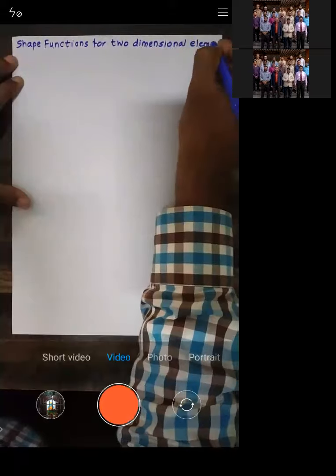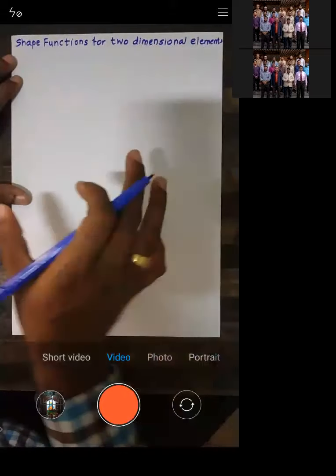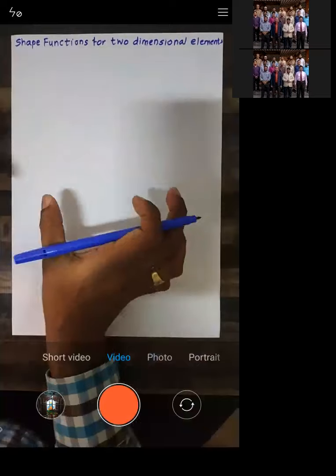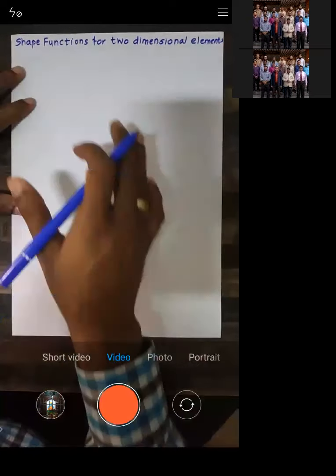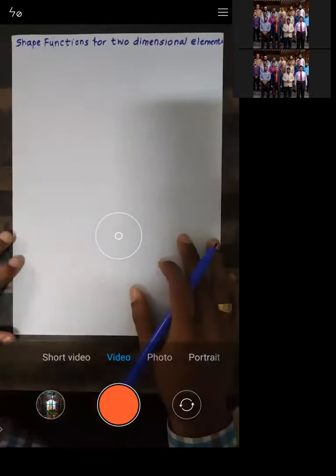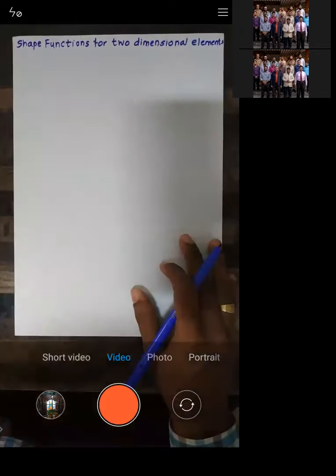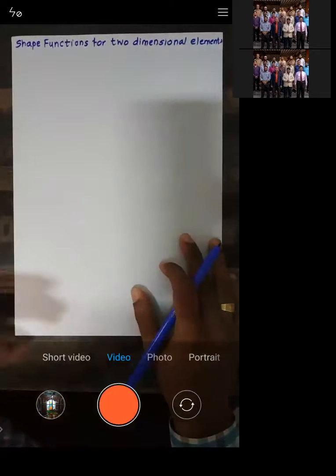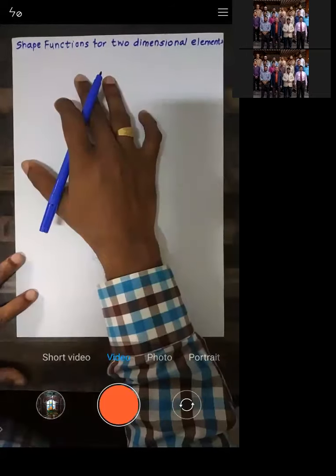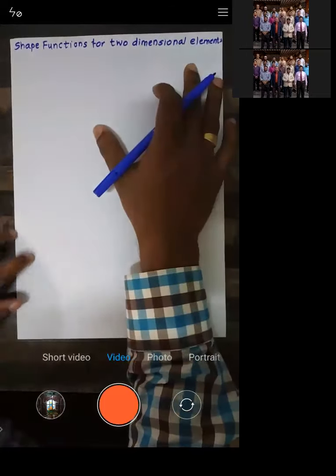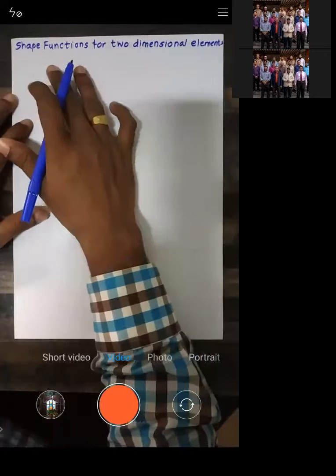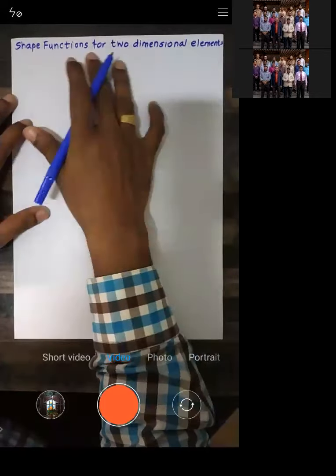The one-dimensional element which we have seen was only the line element. But when it comes to two-dimensional elements, we might have different geometries, like triangular elements, rectangular elements, square elements. All those elements belong to the two-dimensional elements. We will see them one by one and try to derive the shape functions for all of them. So a broad term I've written: we will now see the shape functions for two-dimensional elements.